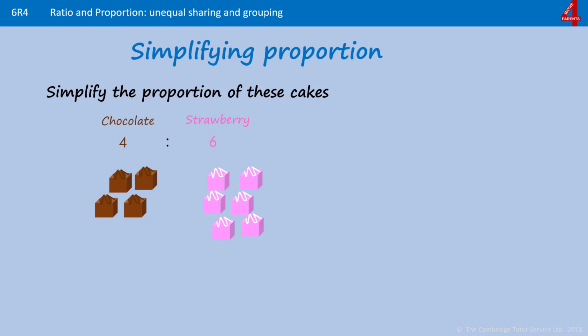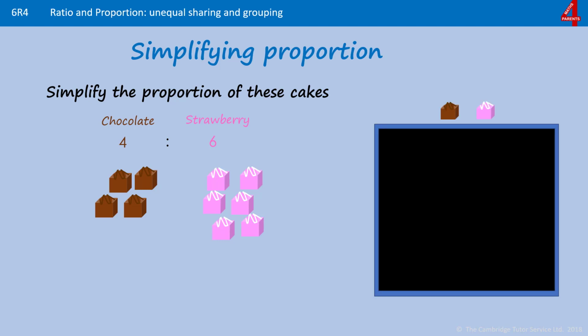We're going to simplify the proportion of these cakes. We have 4 chocolate and 6 strawberry. In total, there are 4 chocolate, and in total, there are 6 strawberry. So you can see that the ratio before being simplified is 4 to 6. And if we add those two together, we have 10 cakes in total.